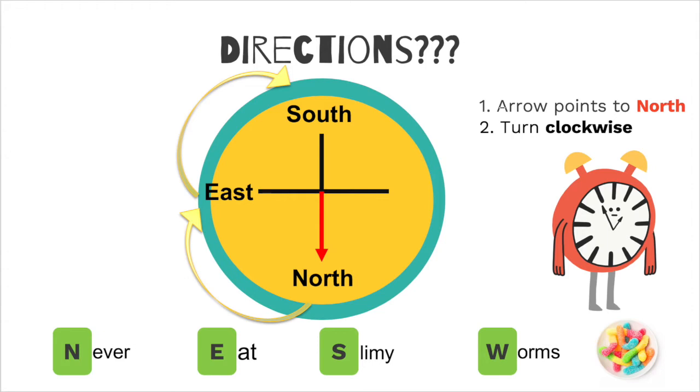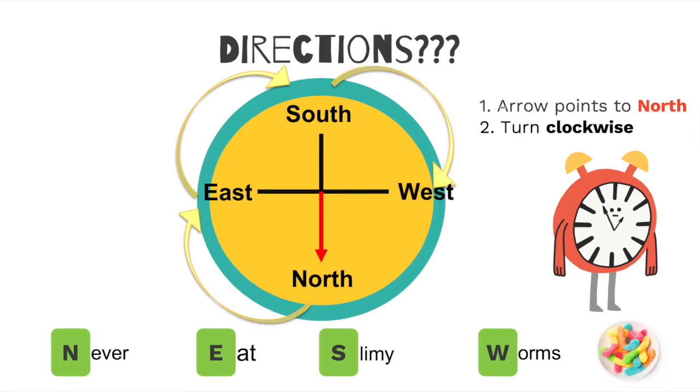The last direction would be... Never eat slimy worms. Worms starts with W. Turn clockwise, turn like a clock. So we find the last one is west. Oh, so easy. We find the four directions.